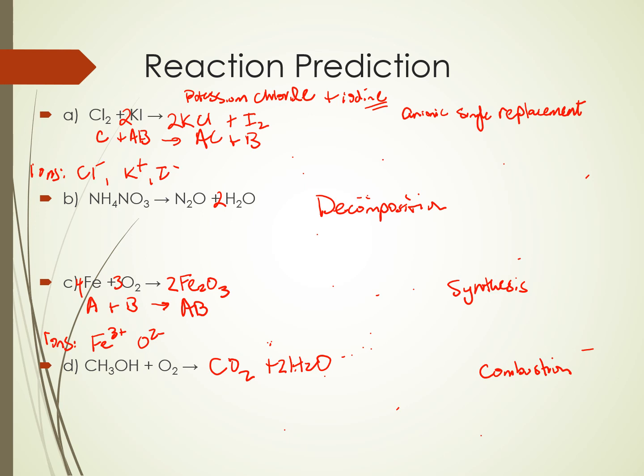I have a total of 4 oxygens, so I already have 1 here plus the 2, so that gives me 3. So to make this side 4, I'd have to multiply that by 1.5. So I'm going to multiply everything times 2. So that would give me 2 CH3OH plus 3 O2 forms 2 CO2 and 4 H2Os.